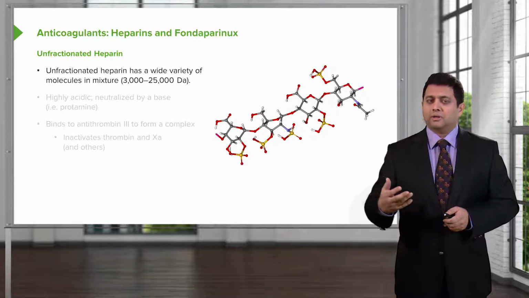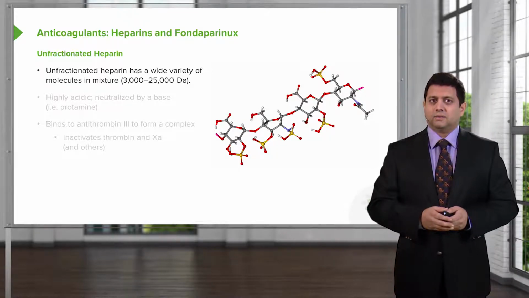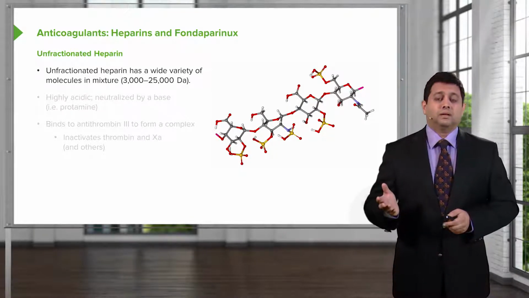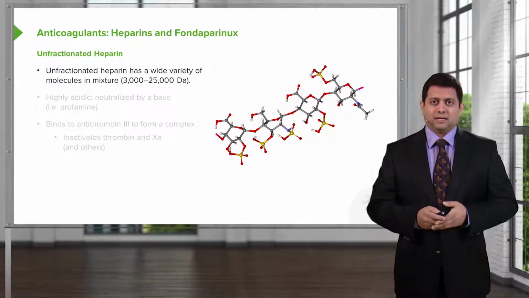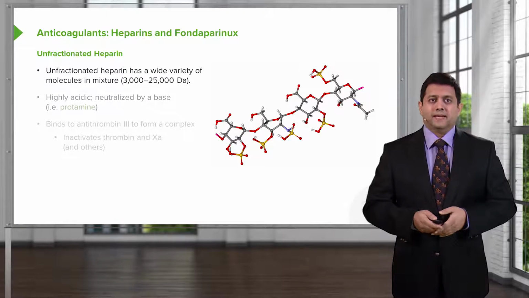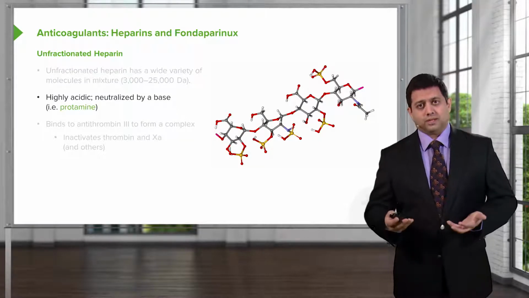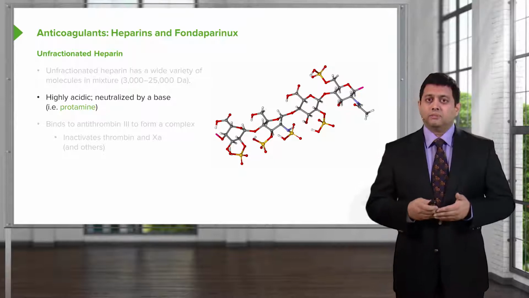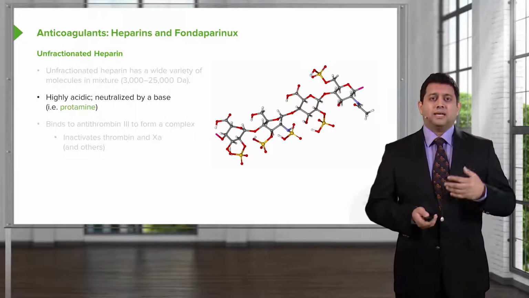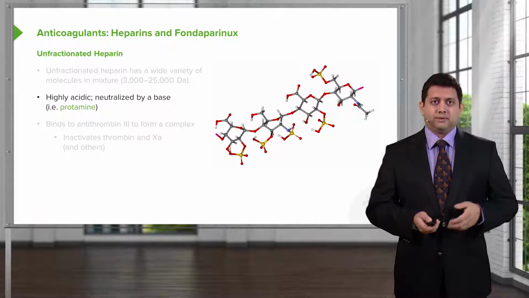Some of the heparin molecules are 3,000 Daltons in weight. Some of the molecular weights are 25,000. We call that unfractionated heparin. It's old school. It is highly acidic, so it's neutralized by a base, and that base can be protamine. So protamine zinc is commonly used as an antidote to heparin.